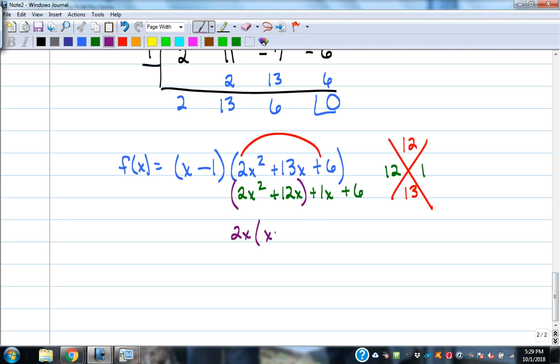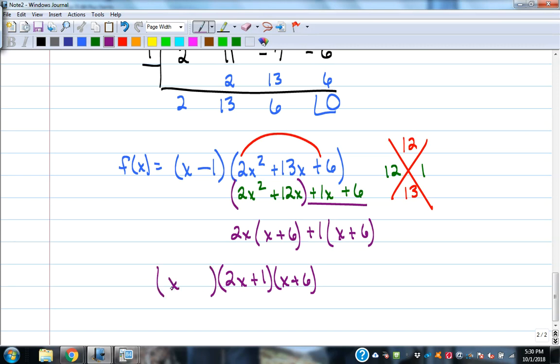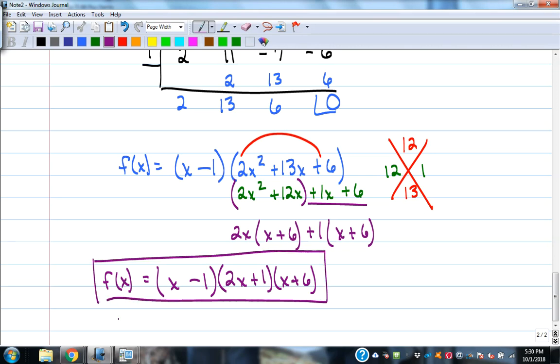2x in common, that gives you x plus 6. Those don't have anything except for 1 in common, giving you x plus 6. So that factors as 2x plus 1, x plus 6. What's the factor we already knew about? X minus 1. There we have the factored form of that polynomial.